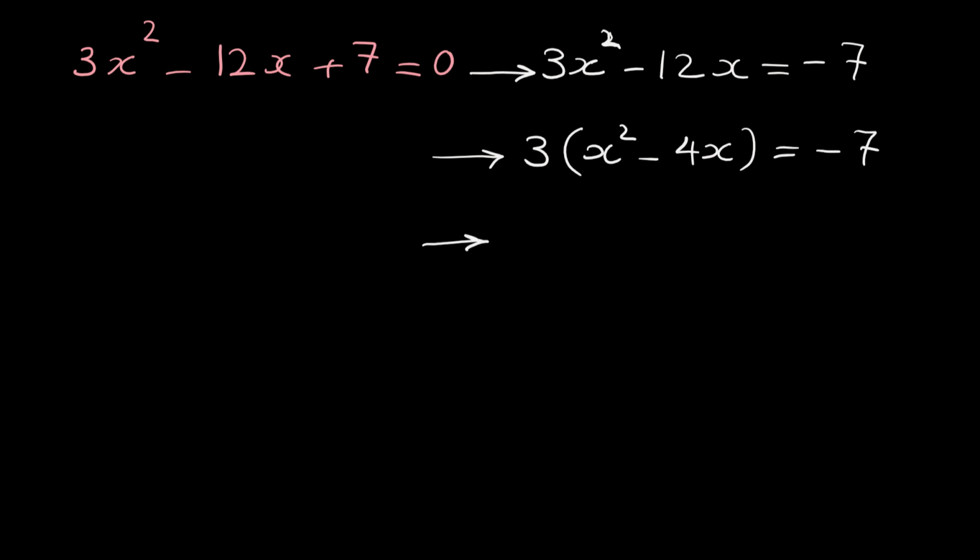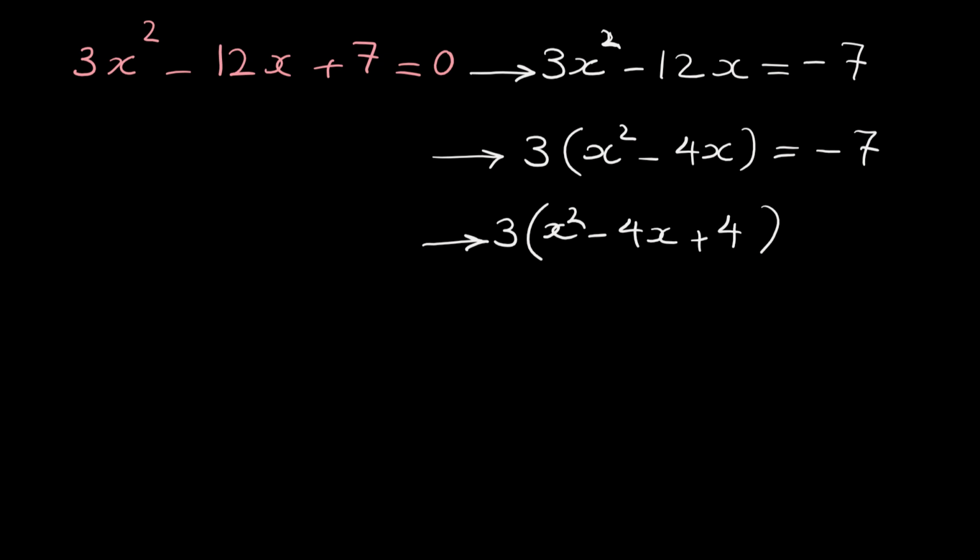Now we do that step. What was that step that we have to do in solving the quadratic equation with the completing the square method? We add a square of half of this number. Half of negative 4 is negative 2. A square of negative 2 is 4. So we add 4 in the bracket, x to the 2 minus 4x plus 4.